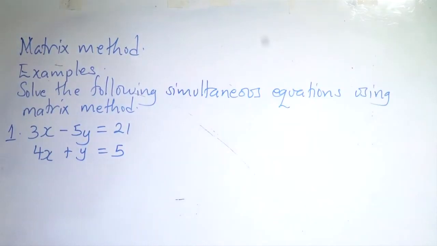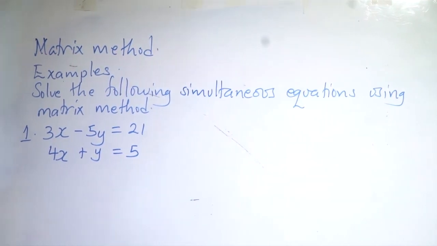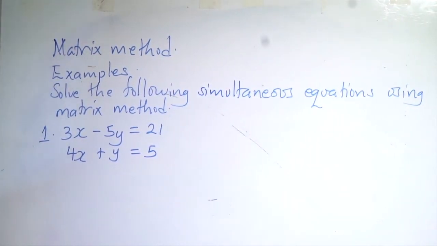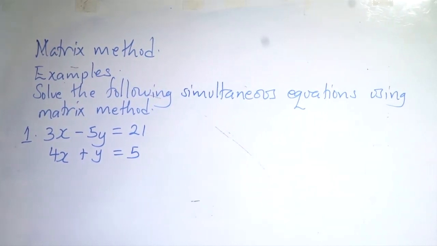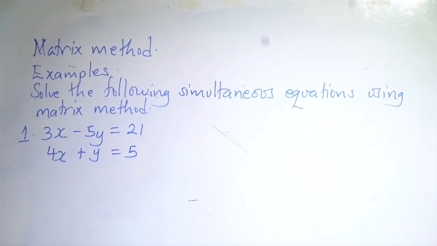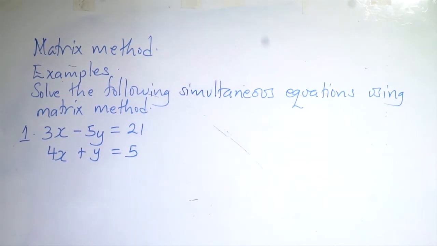In our lesson 3 of the simultaneous equations, we are going to talk about the matrix method. So our first example: solve the following simultaneous equations using the matrix method. Our first example is 3x minus 5y is equivalent to 21, then 4x plus y is equivalent to 5.